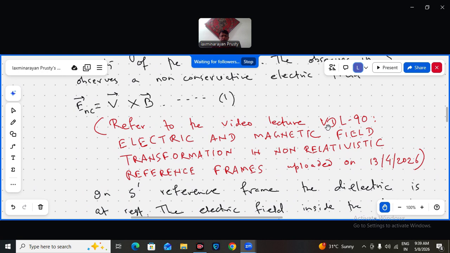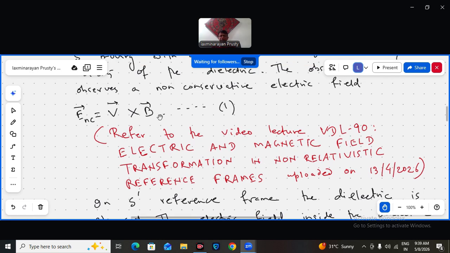ये आप रेफर कर लो, BDL 90 है. मैंने लास्ट मंथ 13 को अपलोड किया था, 13 अप्रैल को मेरे चैनल में है. ये इसका नाम है इलेक्ट्रिक एंड मैग्नेटिक फील्ड ट्रांसफॉर्मेशन इन नॉन रिलेटिविस्टिक रेफरेंस फ्रेम्स. उससे आपको ये पता चल जाएगा.